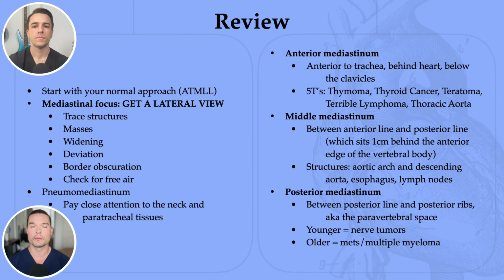Our middle mediastinum is going to be from that line to our posterior line, which is going to be 1 centimeter behind the anterior edge of the vertebral bodies. Some of those structures are going to be our aortic arch, our descending aorta, our esophagus, and our lymph nodes. Our posterior mediastinum is going to be everything behind that posterior line, or our paravertebral area. In our younger population, we're going to be concerned about nerve tumors, and our older population will be concerned about METs, multiple myeloma. Okay, everyone, that is mediastinum.